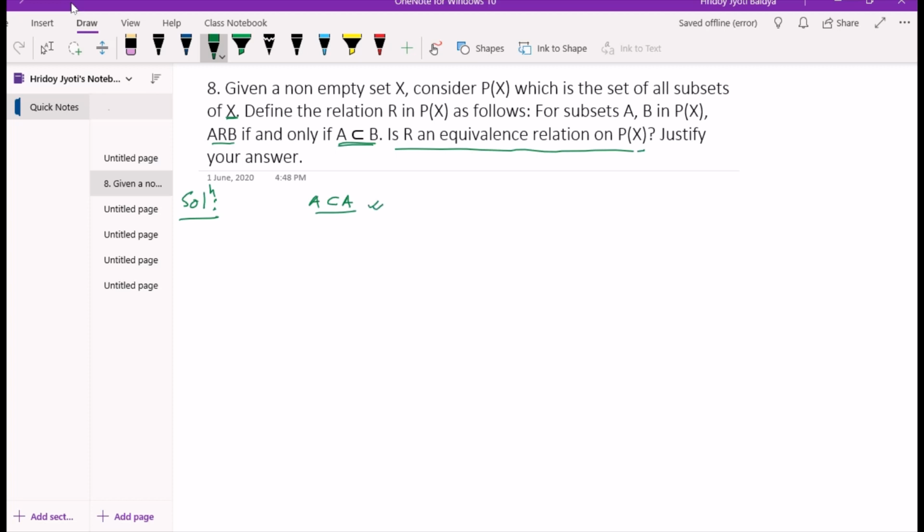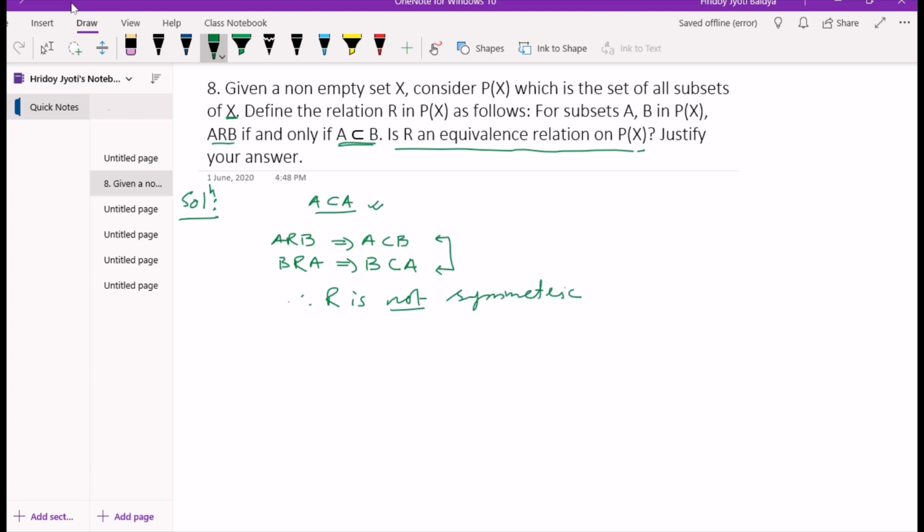Now for symmetricity, A related to B will imply A is a subset of B, and B related to A will imply B is a subset of A. Now these two results are not the same, unless A and B are equal sets. But A and B cannot be equal sets because they are two different sets in P(X), right? So since A related to B is not implying B is related to A, therefore R is not symmetric. Okay, not symmetric.